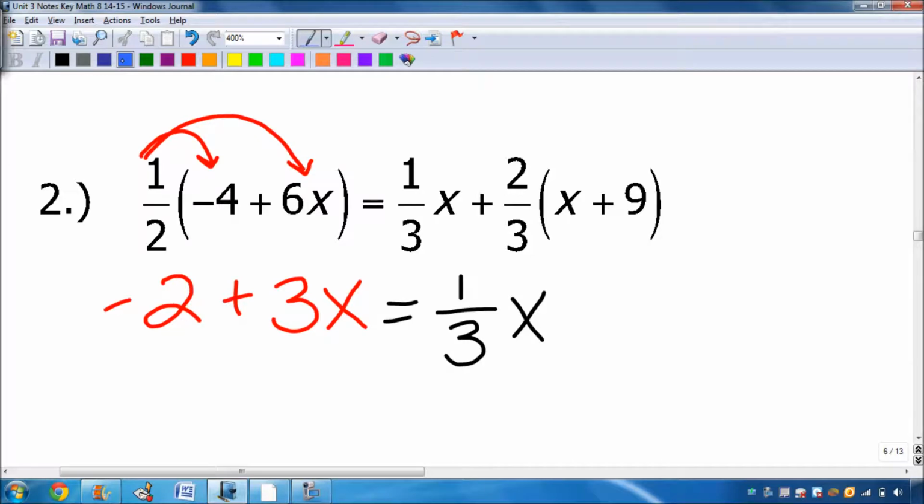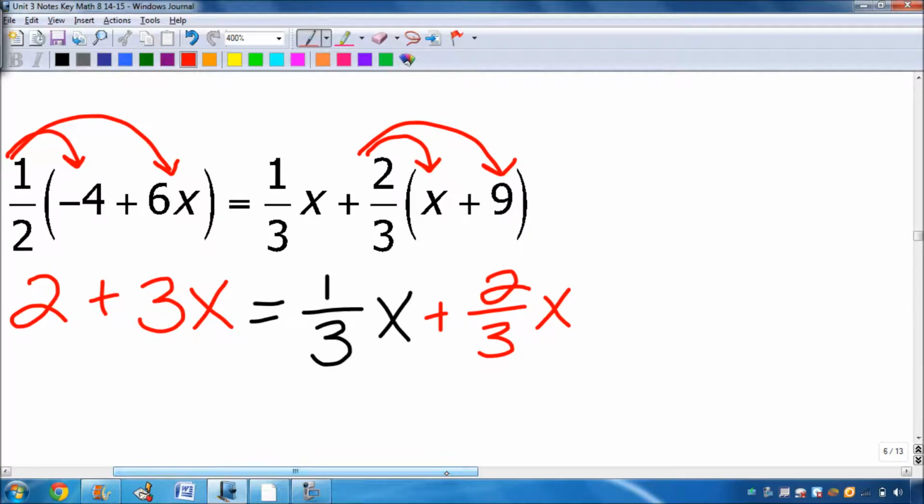Over here, I'm going to distribute this 2/3 through. Well, 2/3 times x is 2/3 x. And I'm not quite sure what 2/3 times 9 is, so I'm going to do the workout for it on this side. So let's figure this out.